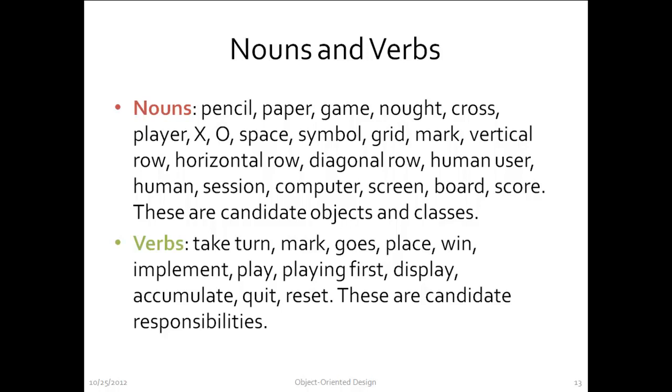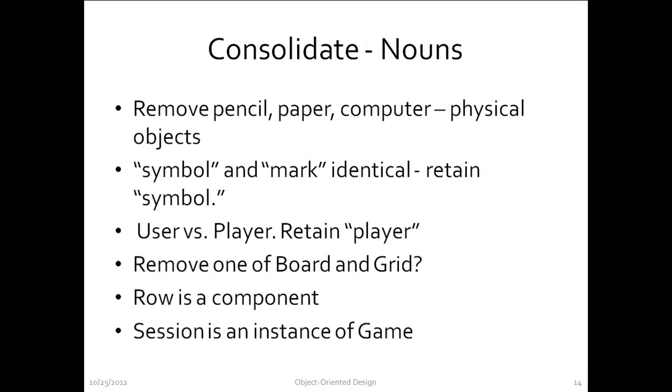So now if you go through the description of tic-tac-toe and pull out nouns and verbs, here's what you get. Here are the nouns you might get: pencil, paper, game, nought, cross, player, X, O, space, symbol, grid, and so on. These nouns are candidate objects and candidate classes. What verbs might you find? Take turn, mark, goes, place, win, implement, play, playing first, display, accumulate. These are candidate responsibilities.